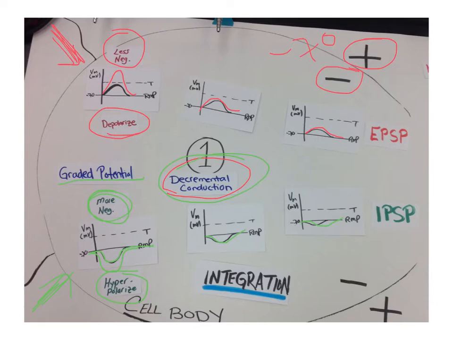The depolarizing responses are bringing the cell closer to threshold and therefore potentially exciting the cell, and that's why they're called EPSPs. The hyperpolarizing response is taking it further away from threshold and thus is called an IPSP, an inhibitory postsynaptic potential.